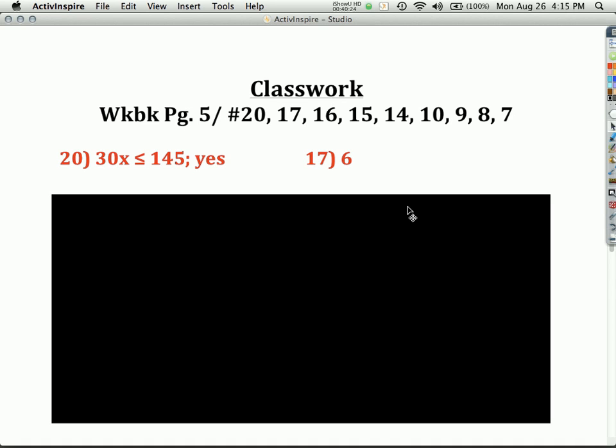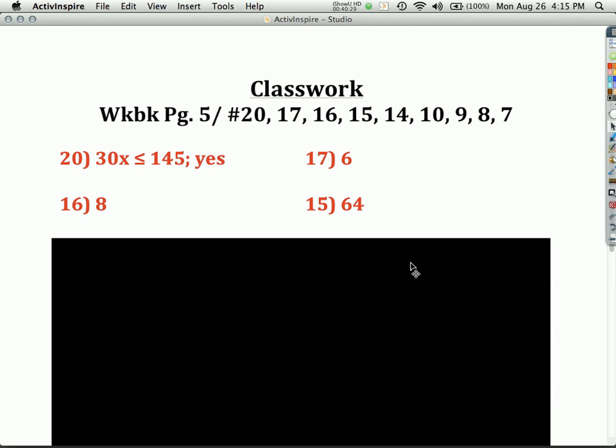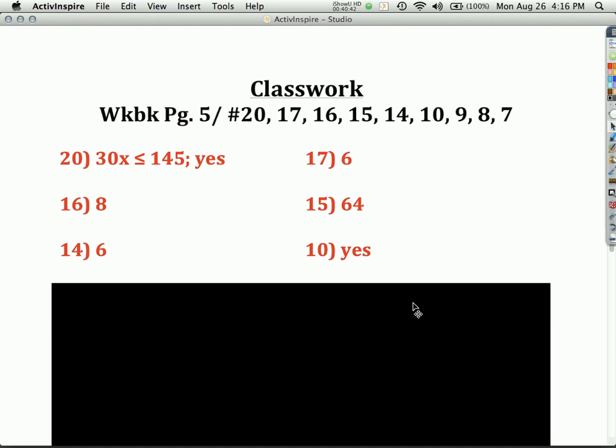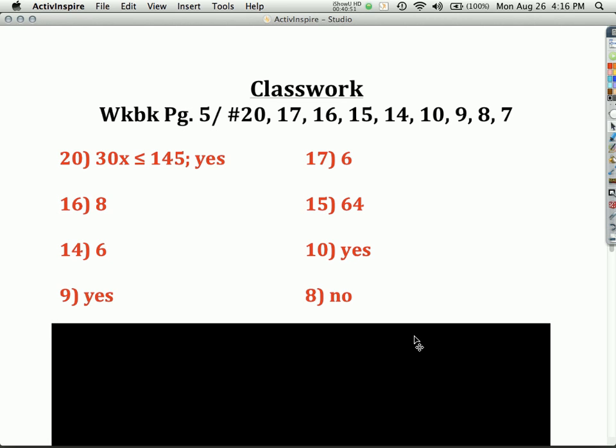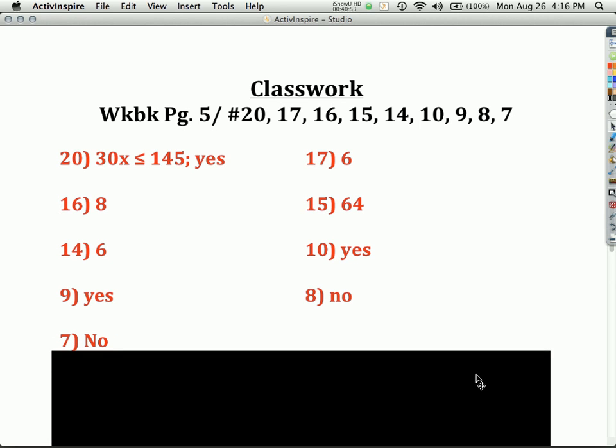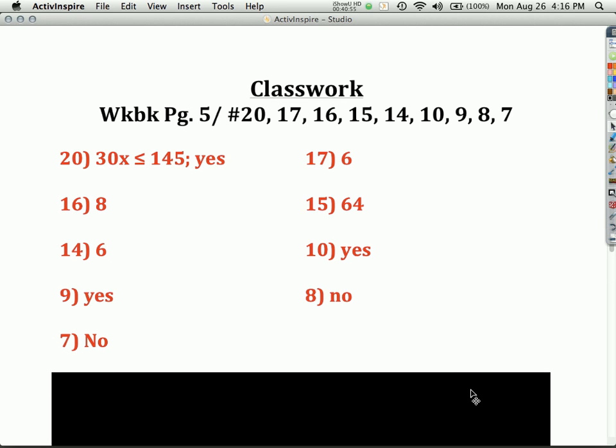Number 17. The answer is 6. Number 16, the answer was 8. Number 15, the answer was 64. I know we did not talk about how to do those questions. It was mental math. You were asked to mentally solve a few equations. Number 14, the answer was 6. The last four were to determine whether or not they were solutions. Number 10 was yes. Number 9 was yes. Number 8 was no, and number 7 was no.